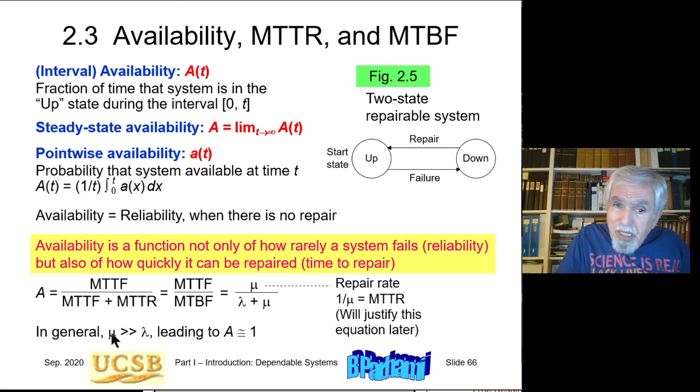Okay, so mean time to failure divided by mean time to failure plus mean time to repair. The sum of mean time to failure and mean time to repair is sometimes called mean time between failures. And therefore, mean time to failure is 1 over lambda. Mean time to repair is 1 over mu. If you substitute and simplify, you get this. So that's availability, steady state availability.